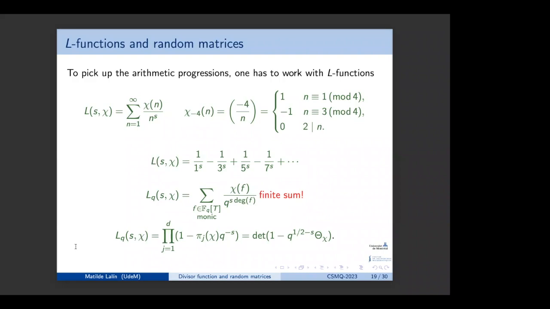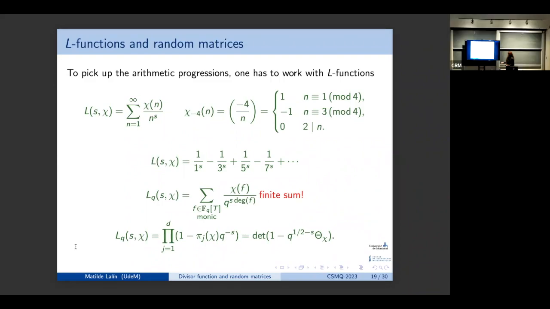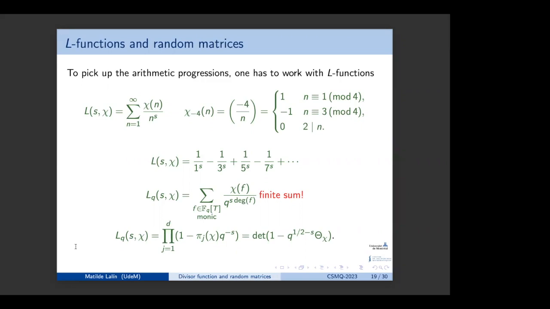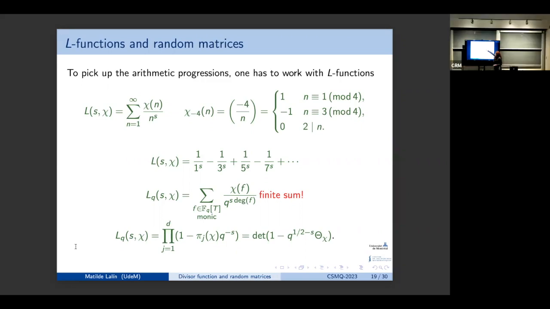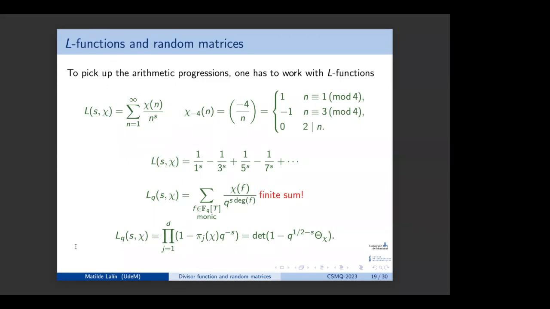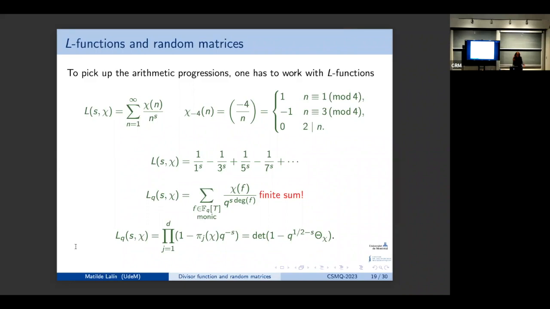Sorry, what is chi of f in the numerator? This chi of f will be a character defined over the polynomials. Yes, it's analogous to what I defined here over the integers. One example could be something that detects whether a polynomial is a square modulo something. So this is detecting, for example, whether minus one is a square modulo 4. It could be something like that, but that's just an example.